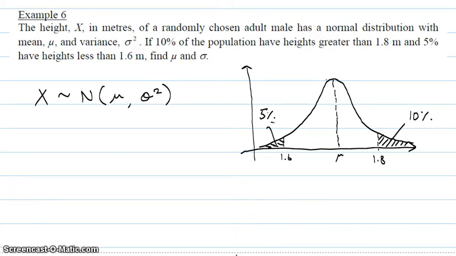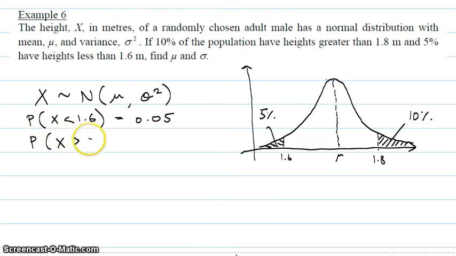Well, just given this information, it's not quite enough actually, because again, let me just phrase this in algebra. This is just telling us that the probability that x is less than 1.6 is equal to 0.05, and the probability that x is bigger than 1.8 is equal to 0.1. So alone this isn't enough. We can't solve for the mean and standard deviation because quite frankly it doesn't appear here. So what do we do?